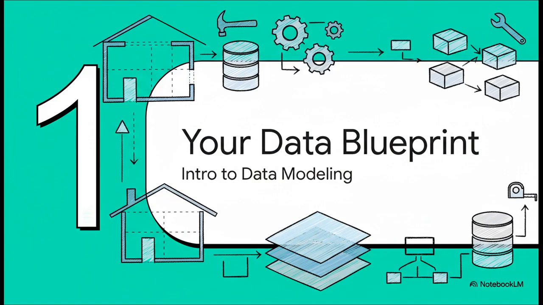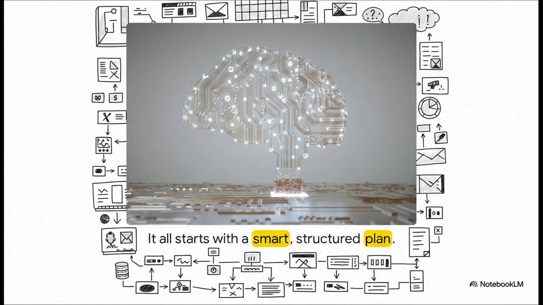Honestly, the best way to think about it is like building a house. You wouldn't just start throwing bricks and wood together, right? Of course not. You'd start with an architectural blueprint. Data modeling is that blueprint, but for information. At its core, it's all about this one idea. Before a single line of code is written, before a single piece of data is entered, you need a smart, structured plan. This plan defines what information you're going to store, what all that information actually means, and crucially, how all the different pieces relate to each other.